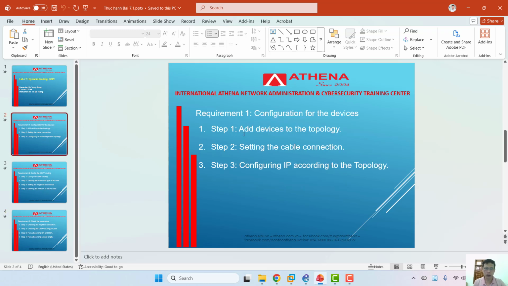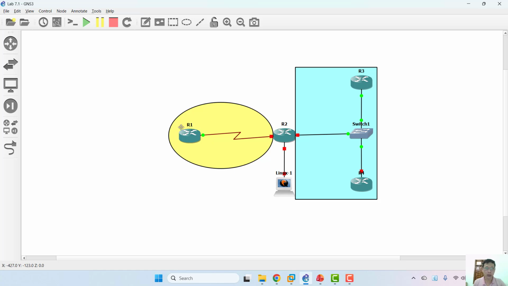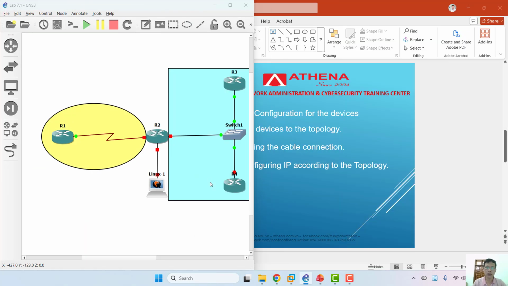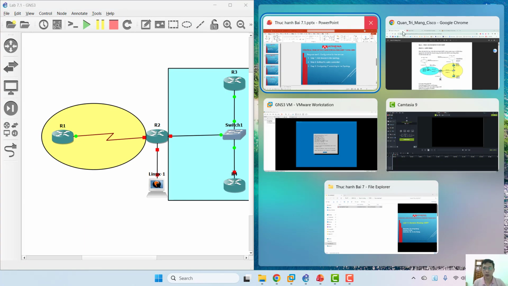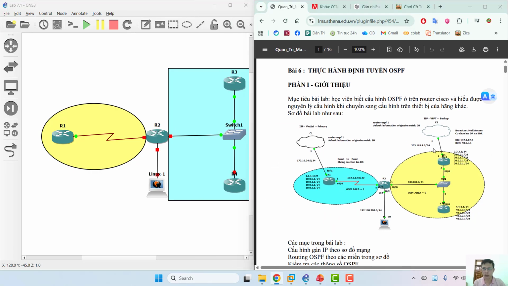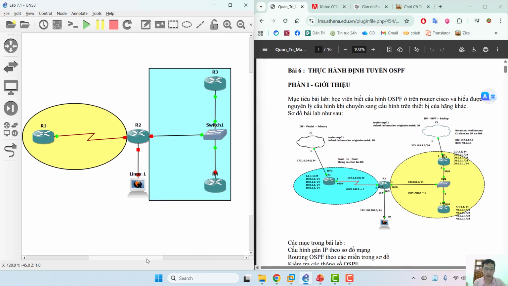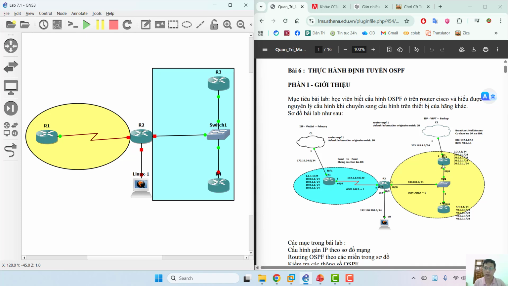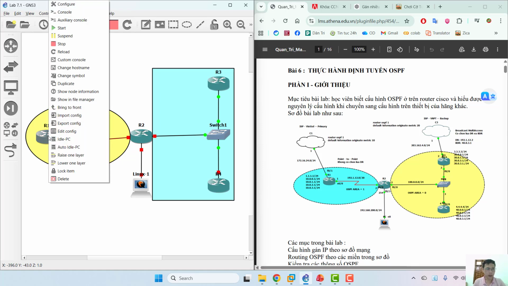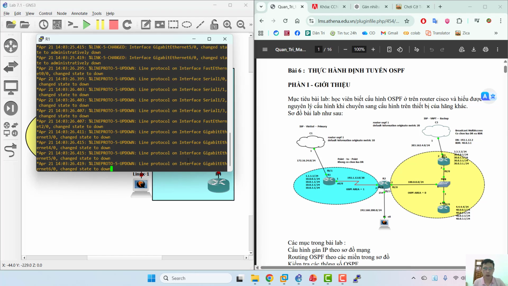So I will go to the first part, configure the IP for the devices. Now we are here. I have some IP addresses here, so I enter the IP addresses. So I start the console.